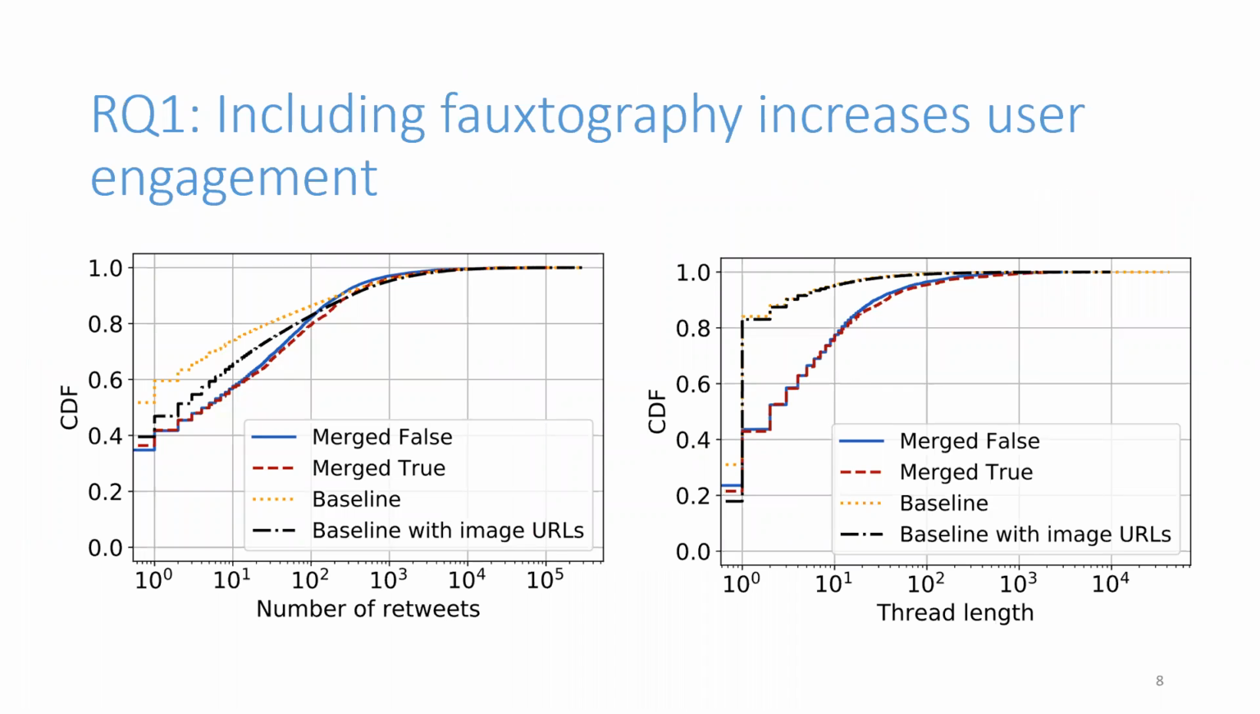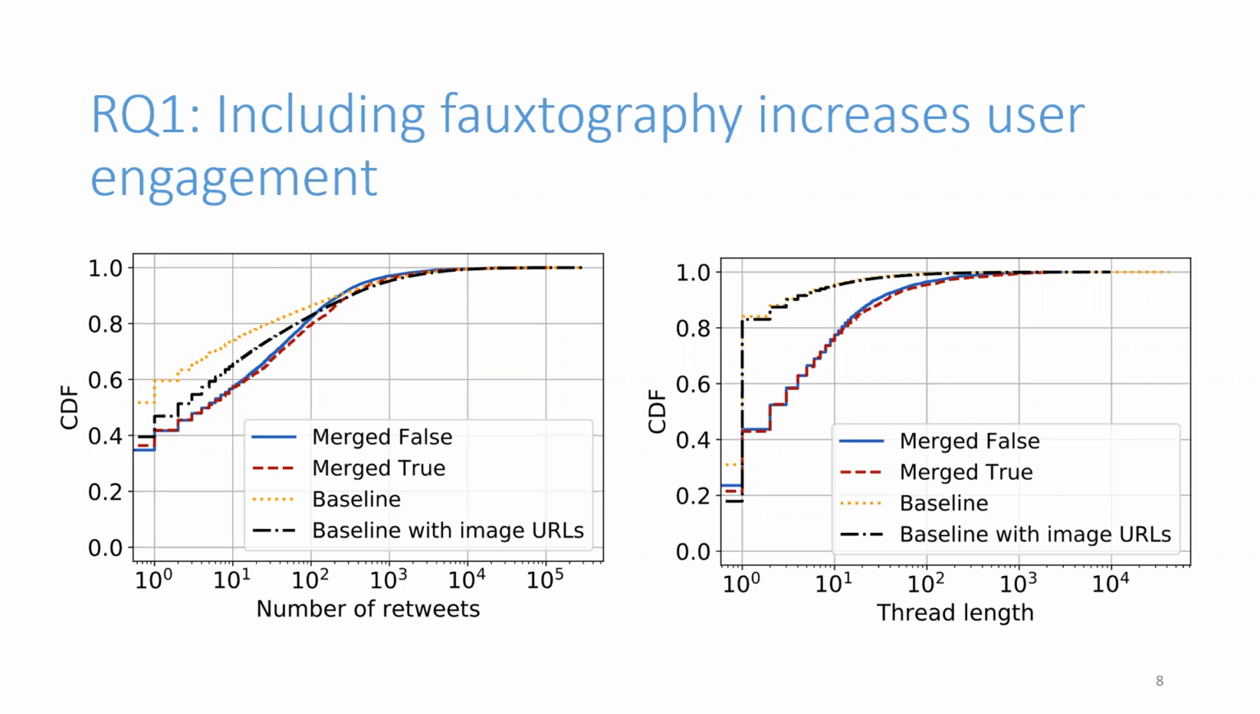Let's come back to our research question 1. We found including Fauxtography increases user engagement. We use Twitter to illustrate. Here are two figures of cumulative distribution functions in terms of the number of retweets and the thread length. From the legend, merge false corresponds to the Fauxtography images, and the merge true corresponds to the true images, though unbelievable.